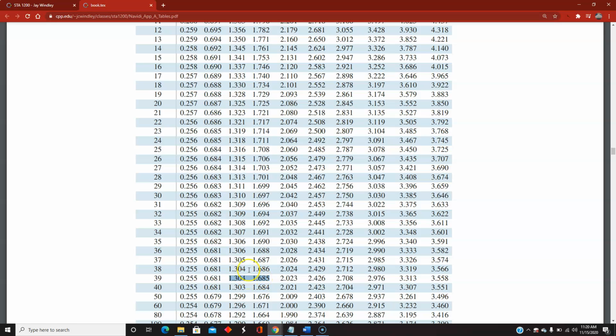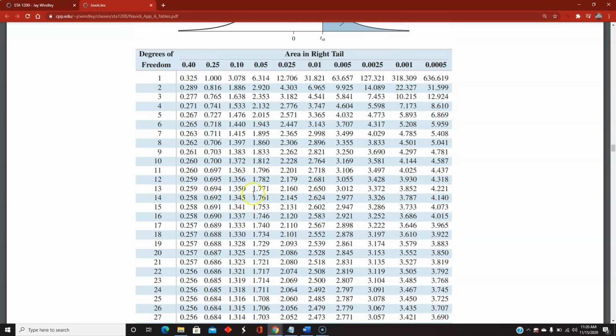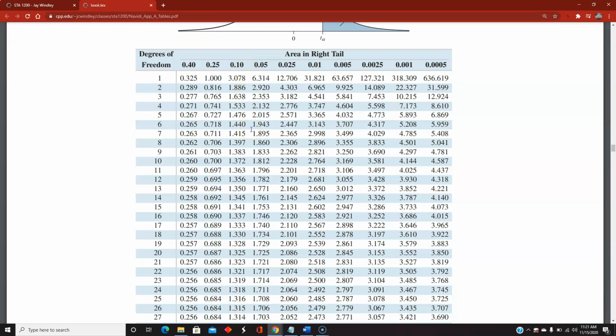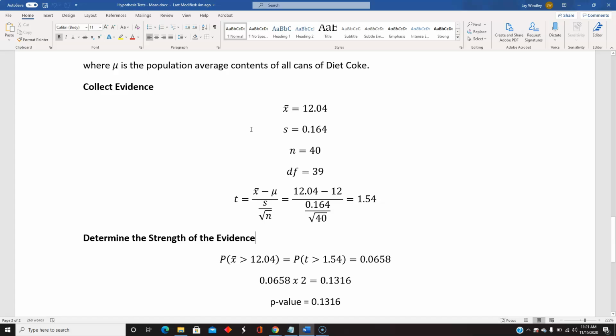So then we scroll up to the top of the table and see what columns we're in. We're in between the column for a tail area of 0.05 and a tail area of 0.10. So we know that the probability in question is between 0.05 and 0.10. And we could even write here, if we were doing this by table, the probability that t is greater than 1.54 is between 0.05 and 0.10.